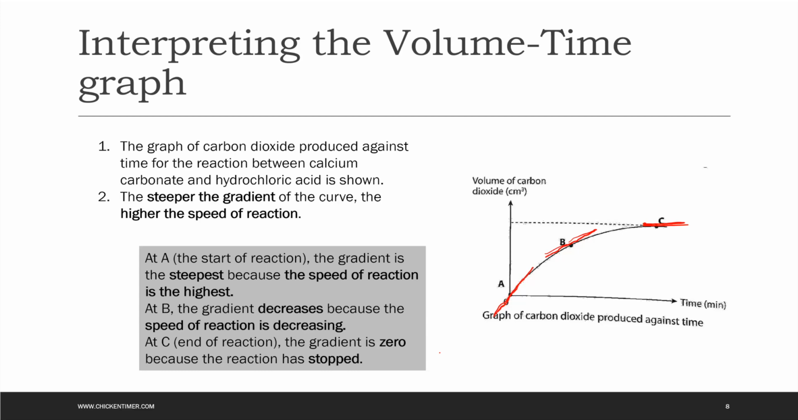C is like used up already. At C, all the reactants have been used up, so the reaction stops. Then A is because at the start of the reaction there is the highest amount of reactant particles. Then repeat the same process again.